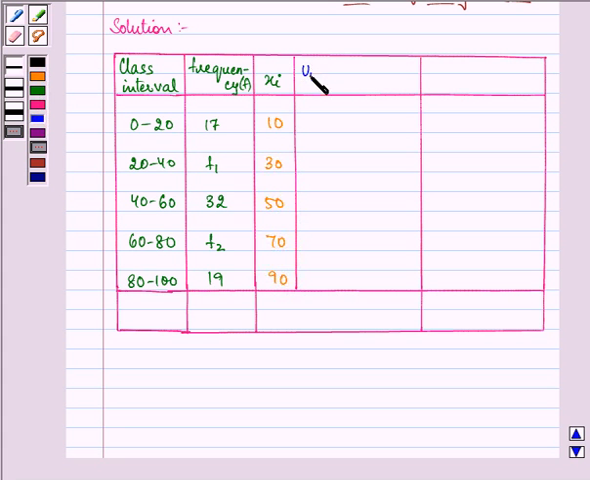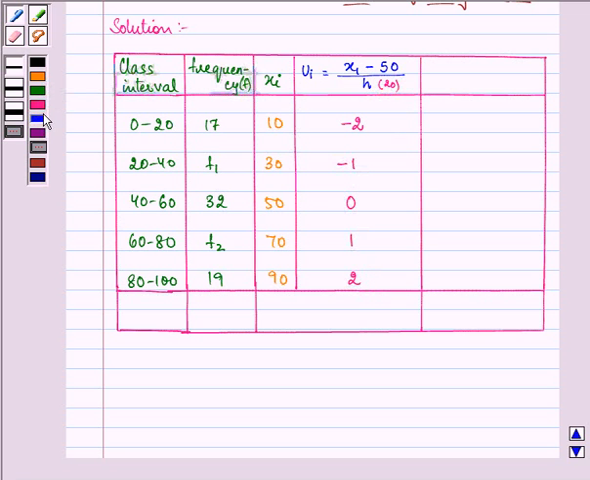Now we will find ui, that is xi minus 50, that is the mean which is given to us in the question, and that we will divide by h, which will be the common factor of all xi's. That is 10 minus 50 will give us minus 40, minus 40 divided by 20 will give us minus 2. So that means here h is 20. Now 30 minus 50, that is minus 20 divided by 20 gives us minus 1, and so on. We will find all the ui's.